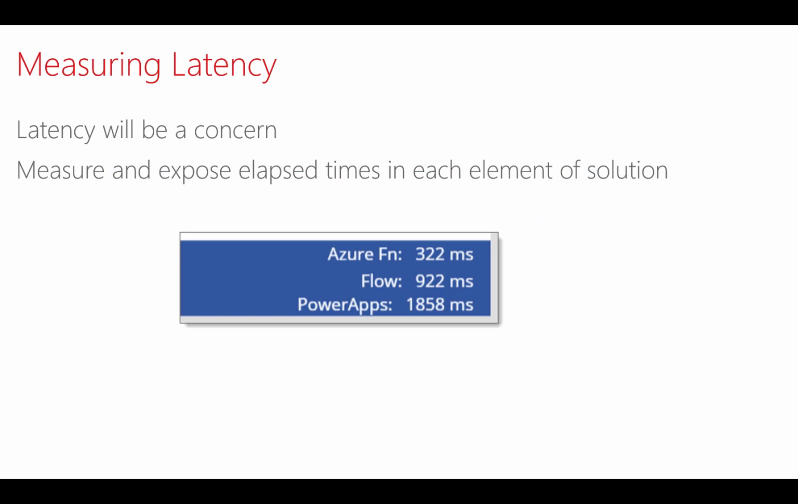So I want to understand latency and elapsed time in this entire chain of events within my Power App. When you have a complex application with numerous operations like that, latency will likely be a concern. So I want to design my application so that I measure and expose elapsed times throughout each element of this solution. In this screenshot, you see that I'm measuring my Azure function, my flow, and my Power App operation.